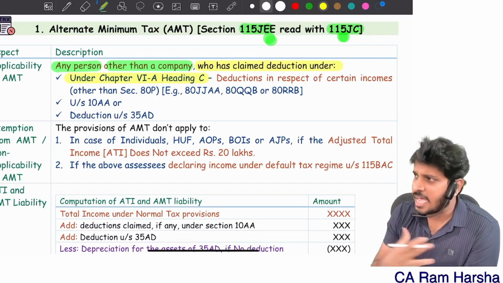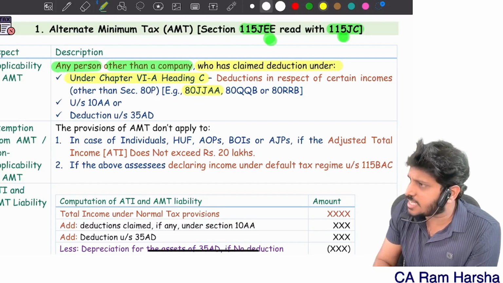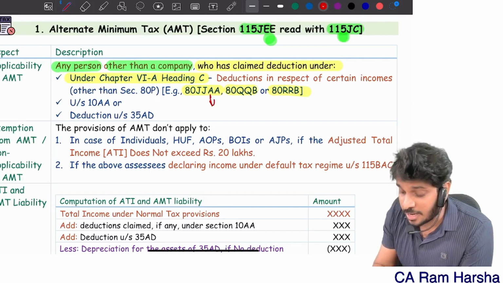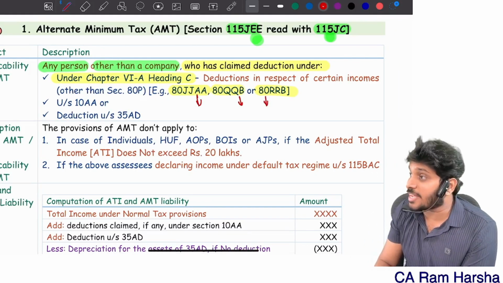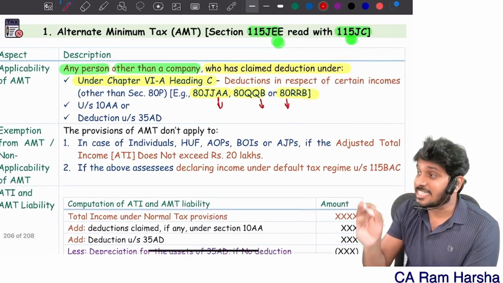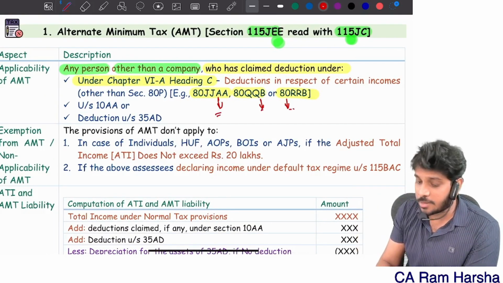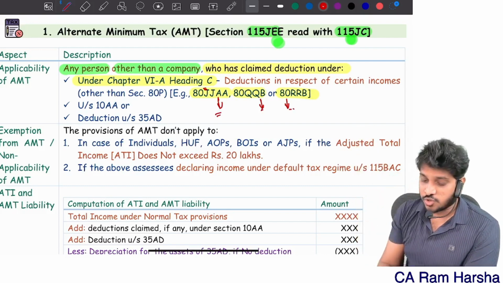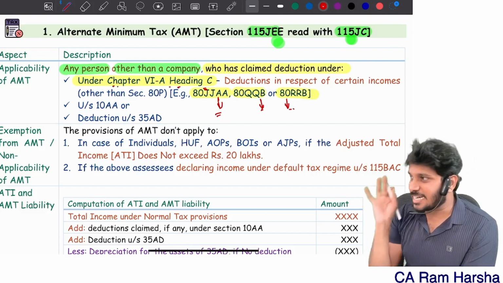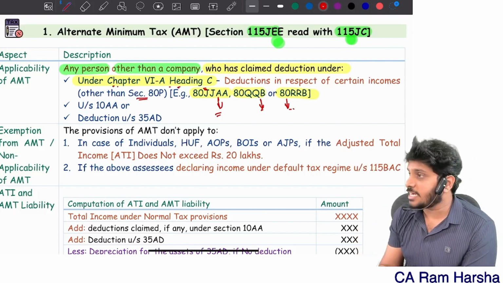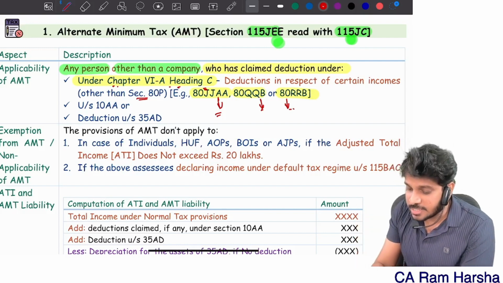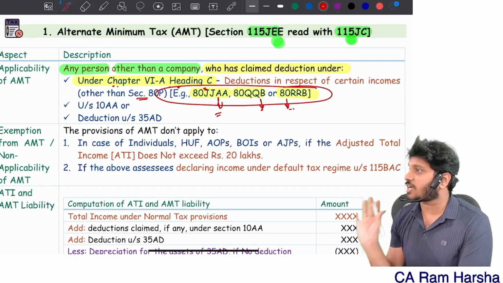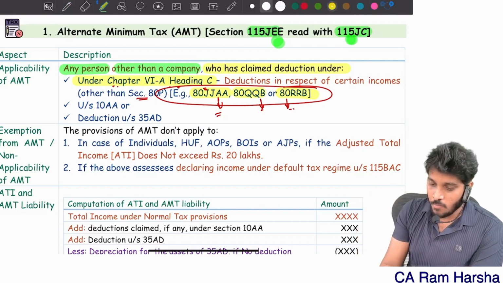What are the Heading C deductions? In our syllabus we have only 3 sections: AT, JJAA, QQB, RRB. Additional employee cost deduction, and those claiming deduction towards royalty income. There are other Heading C deductions which we don't have in our syllabus, so don't worry. In our syllabus we have only these 3 sections.